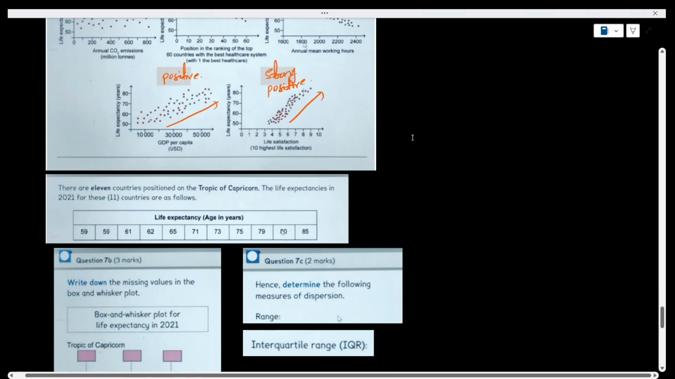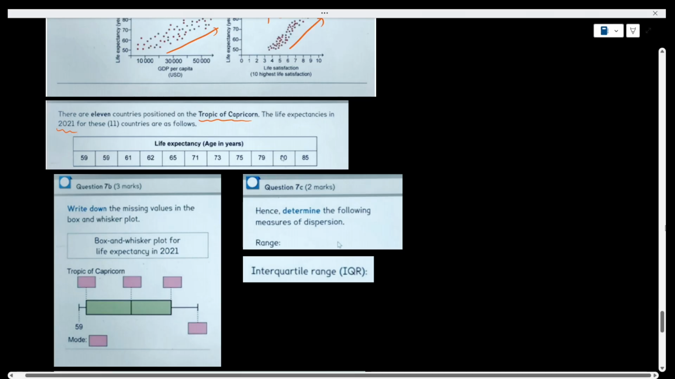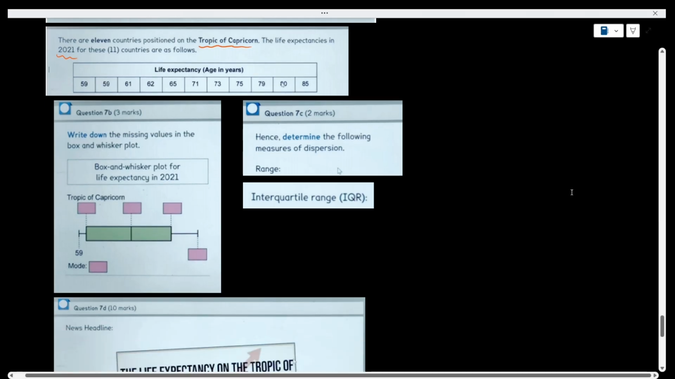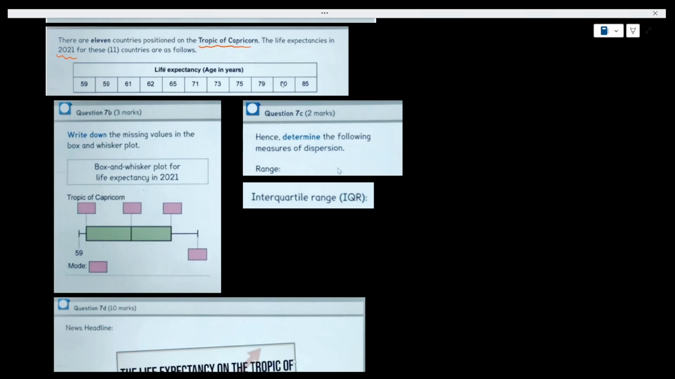Now after that, what is the question here? The next question says there are 11 countries positioned on the Tropic of Capricorn, and the life expectancies in 2021 for these countries are given below. So this is the data of 11 different countries, and this data is for 2021, right? Now, what is given here?